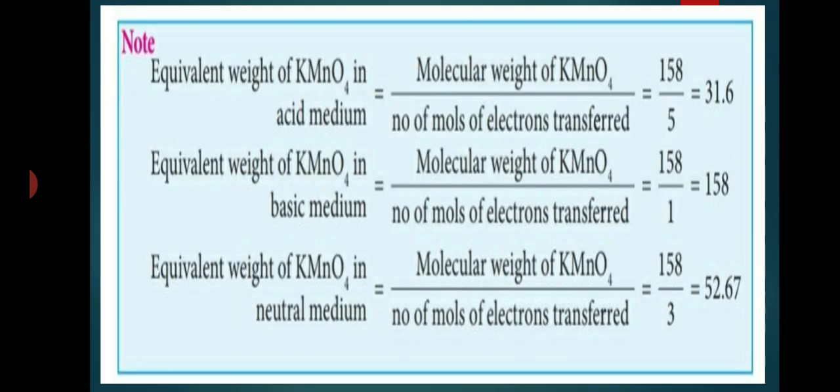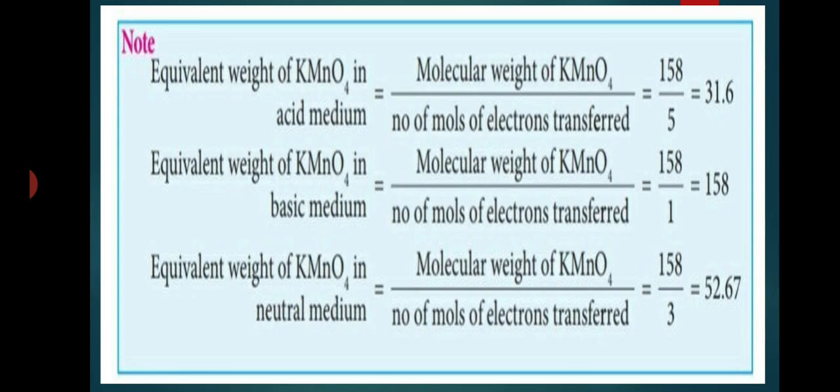Then the equivalent weight of potassium permanganate in acid medium. What is meant by equivalent weight? The weight of the oxidizing agent that displaces 1.008 gram of hydrogen or 8 gram of oxygen or 35.5 gram of chlorine. That is the definition, but equivalent weight is given by the formula molecular weight divided by the number of electrons transferred during the reaction. That is the formula used in calculations.